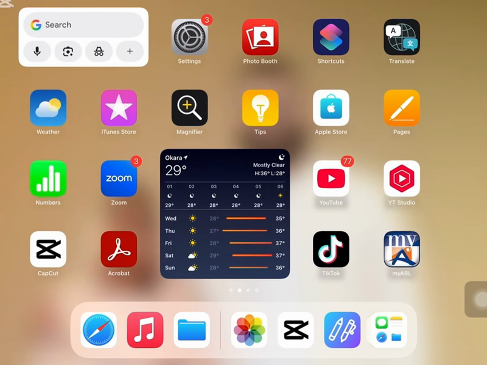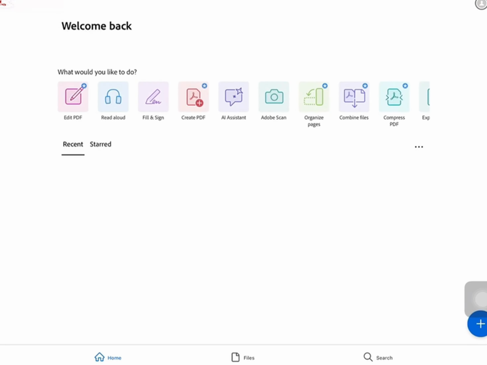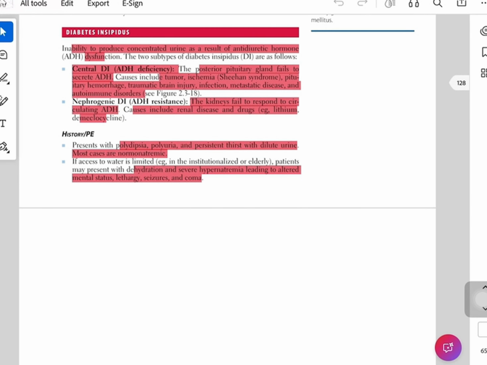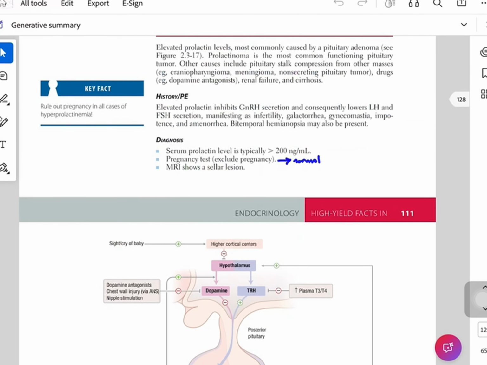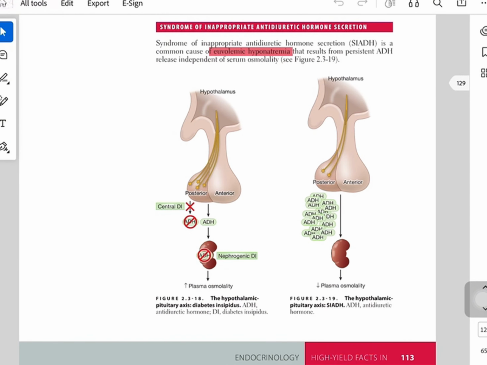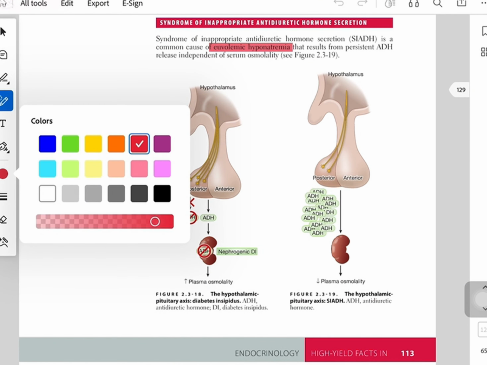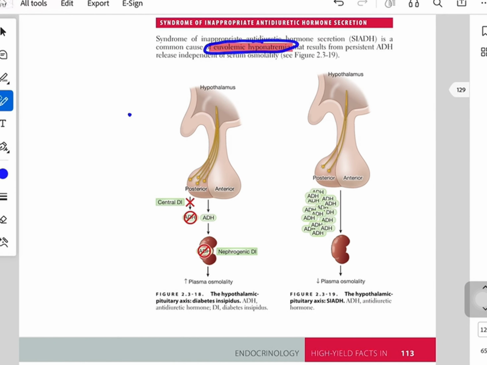Okay guys, now I will read from the USMLE Step 2 CK, in just 1 minute guys. USMLE Step 2 CK has a compressed form. Like here, syndrome of inappropriate antidiuretic hormone is a common cause of euvolemic hyponatremia. I already explained everything in full detail about euvolemic hyponatremia. It results from persistent ADH release independent of serum osmolality.